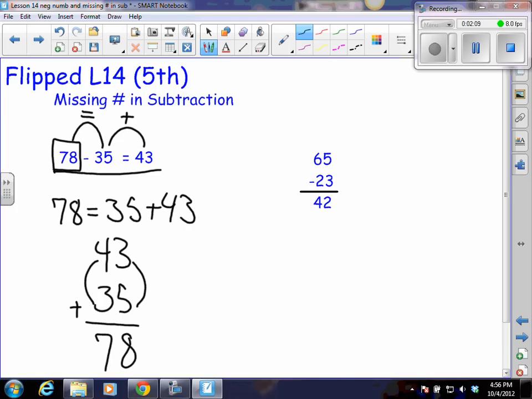As we come over to our second example over here, we see that 65 minus 23 equals 42. And the question might be, well, is that true? Well, let's see if our work is correct. And by using a similar method of what we did before, we can just work backwards to see if 42 plus 23 is going to equal 65, right?